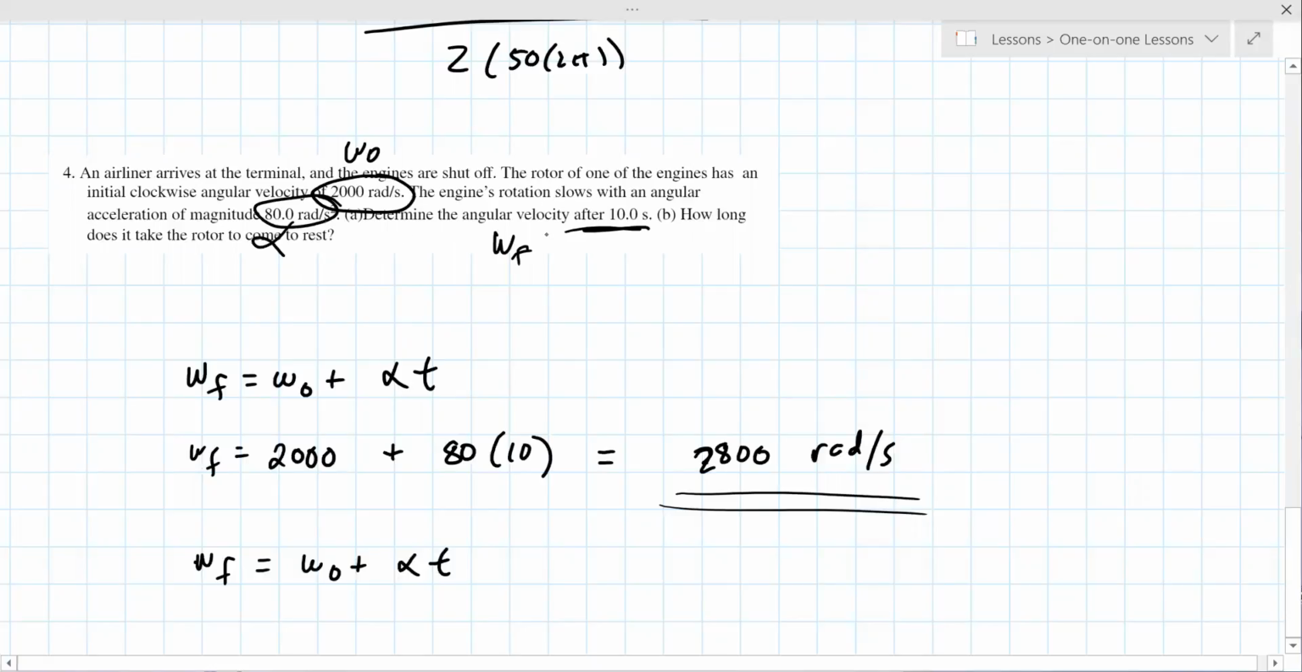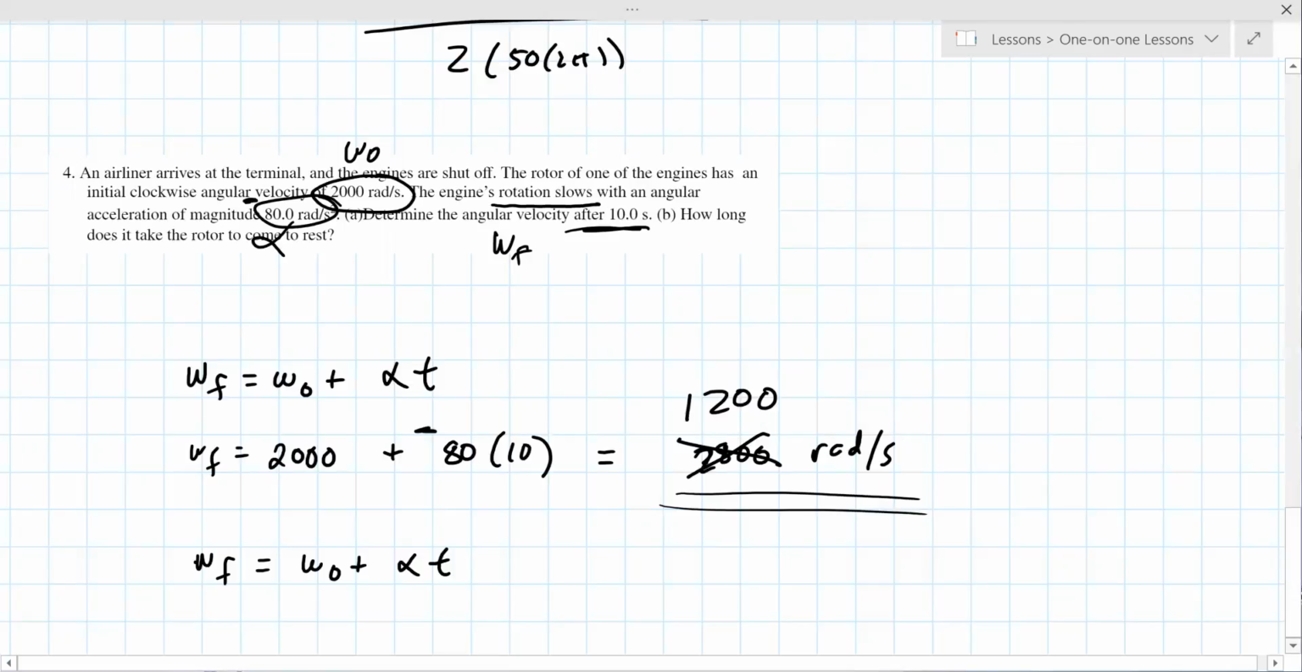Oh, you know what? I did this wrong. I'm sorry, this is not correct. It says with angular acceleration the engine's rotation slows. So that means that this is actually negative. So that's wrong. That should be 1200 radians per second. How'd you get... wait, so 80, 800, negative. Oh, okay, 1200.